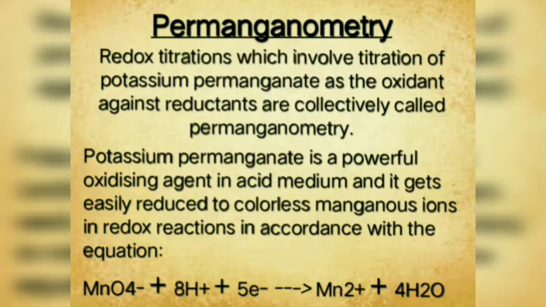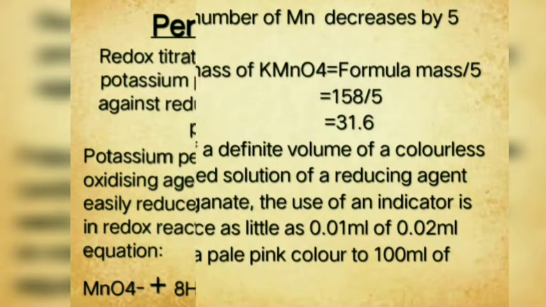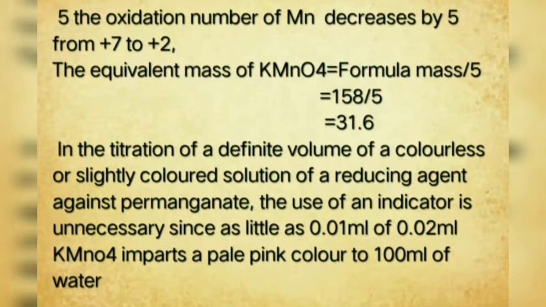Permanganometry. Redox titrations which involve titration of potassium permanganate as the oxidant against reductants are collectively called permanganometry. Potassium permanganate is a powerful oxidizing agent in acid medium and it gets easily reduced to colorless manganese ions in redox reactions in accordance with the equation: MnO4⁻ + 8H⁺ + 5e⁻ gives Mn²⁺ + 4H2O. The oxidation number of Mn decreases by 5, from +7 to +2.